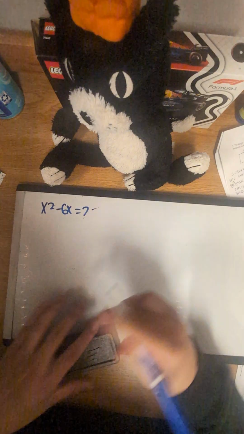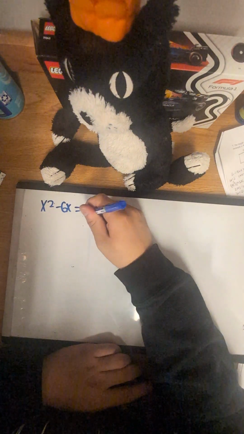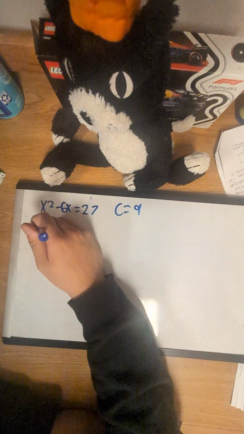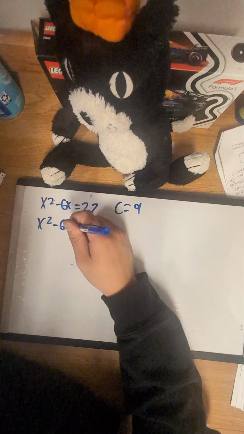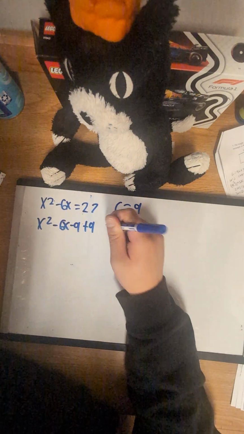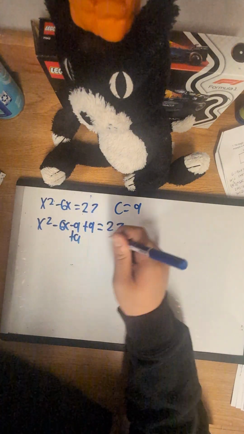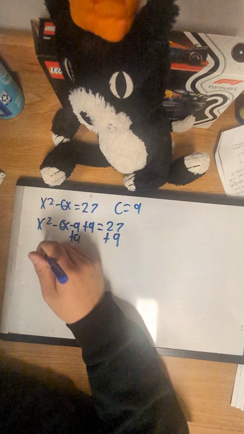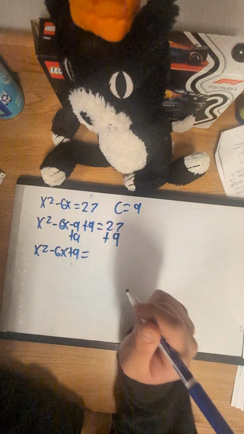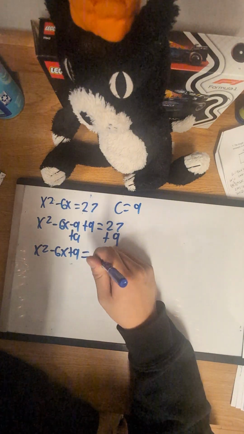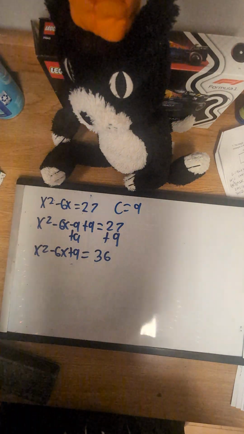So now that we know that C equals 9, we can go ahead and plug that in. So x squared minus 6x, we're going to go ahead and slot in our negative 9 and plus 9 here equals 27. We want to get rid of this negative, so we're going to go ahead and add this 9 to the other side. So x squared minus 6x plus 9 equals 36. Perfect. And guess what? We can actually go ahead and simplify now.